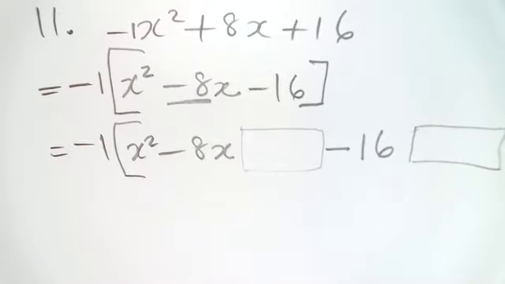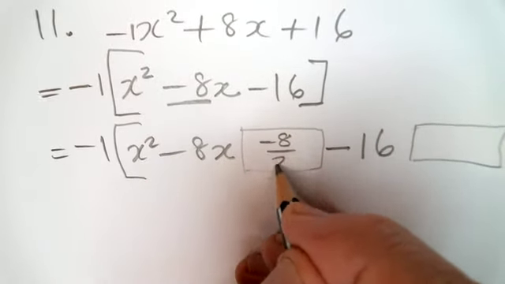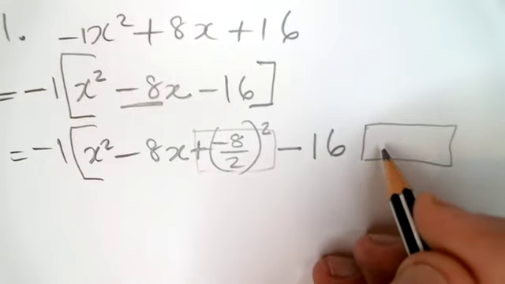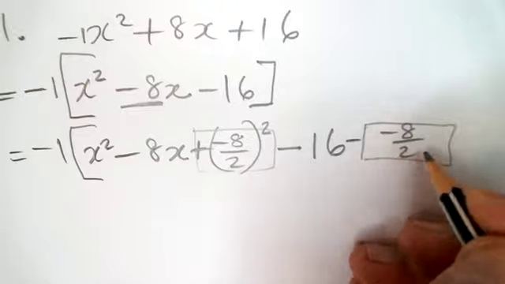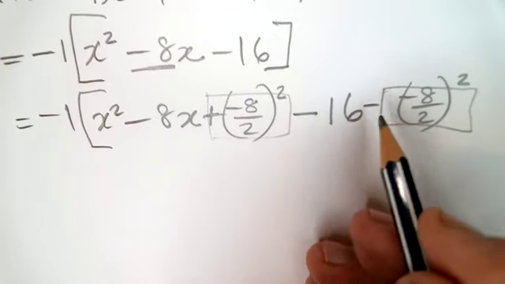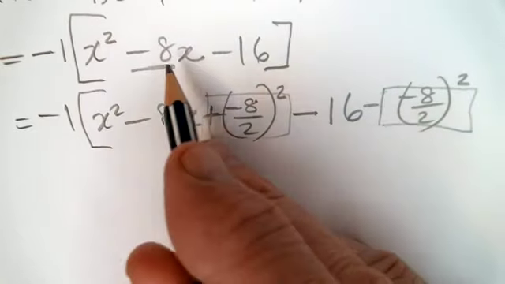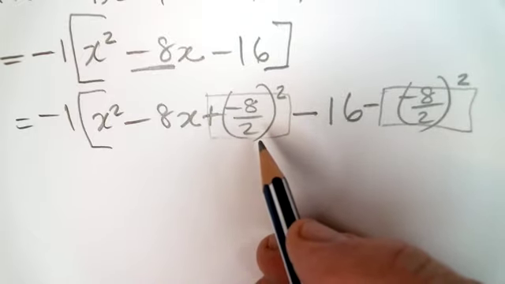So let's go ahead and do that. First of all, here's my b term. It's -8, halve it, square it, and I'm going to add that. There it is. On this side, I'm going to subtract it. I'm going to put a minus here, take my b term, halve it, and square it. This time I've subtracted it. So the net effect is, if I add that and I subtract that, I've just got what I had to start with. Okay, so let's see how this all plays out.